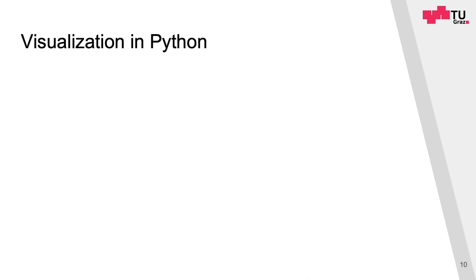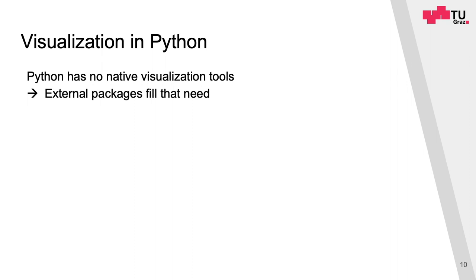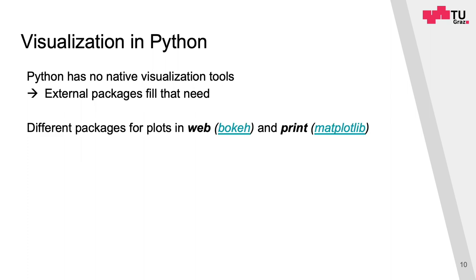So how does the visualization in Python work? Unfortunately, Python has no native visualization tools. Therefore, we need to rely on external packages which fill that need. And there are different packages out there. For example, the Bokeh library, which produces plots for the web in HTML format, for example. Or there is also matplotlib, which is more suited if you want to produce plots which are printable, for example, in a report or something like that. So in this lecture today, we will cover matplotlib.